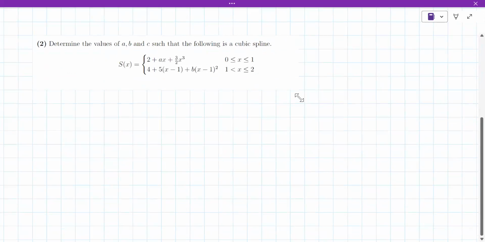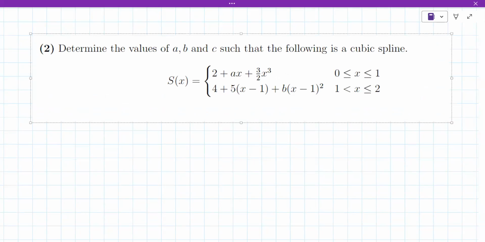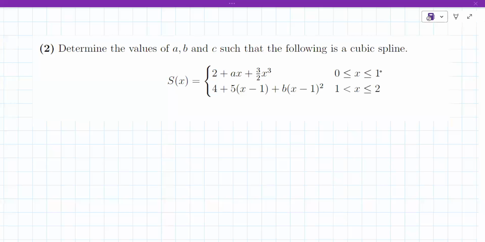Number 2. Determine the values of A, B, and C such that the following is a cubic spline. So the first thing you have to do is evaluate at the endpoint here. So this first one is called S1. The second one is called S2. So the first thing you do is you say, okay, what is S1 of 1? Meaning you're putting 1 in for X.